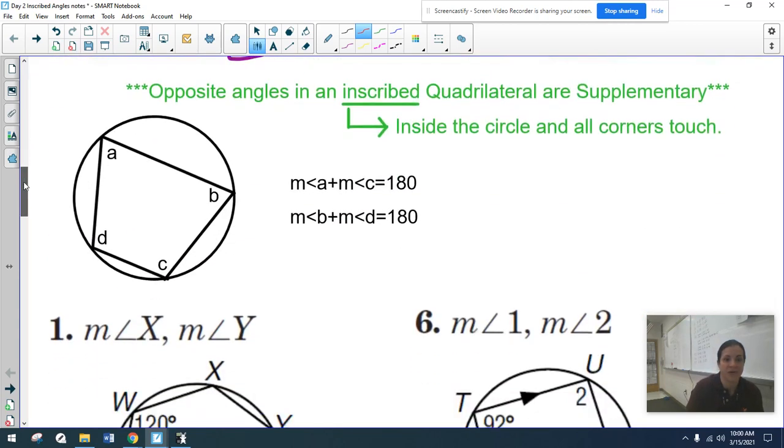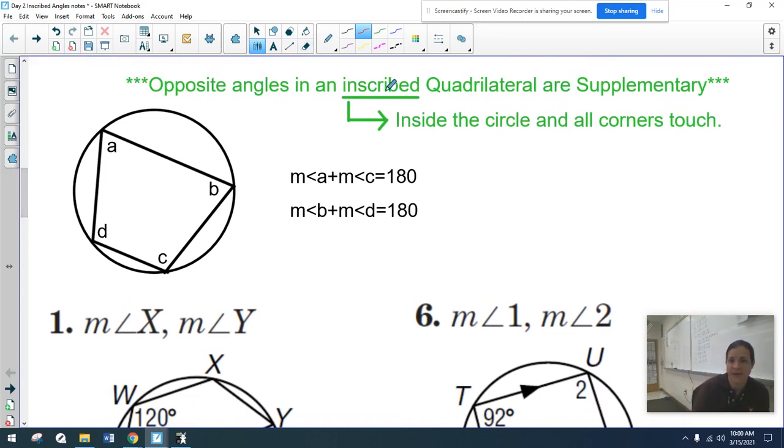The last part of the notes, there is one more part. This part of the notes is opposite angles in an inscribed quadrilateral. So when you see this word inscribed, this is an upper level kind of thing. You'll see these things on SATs and ACTs, so you need to know what inscribed means. That means it's inside the circle and all the corners touch. So this would be an inscribed quadrilateral. Every single corner touches the circle. That's what makes it inscribed.